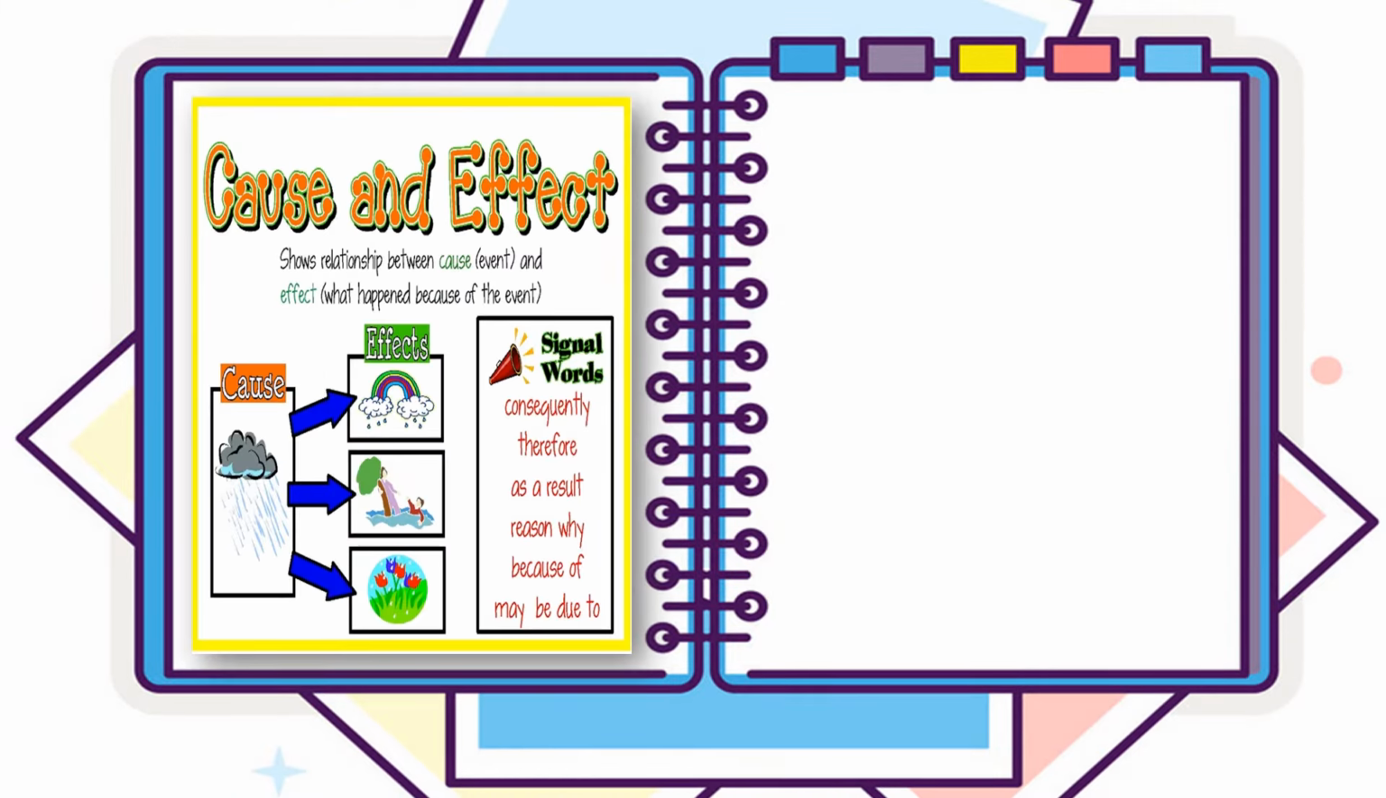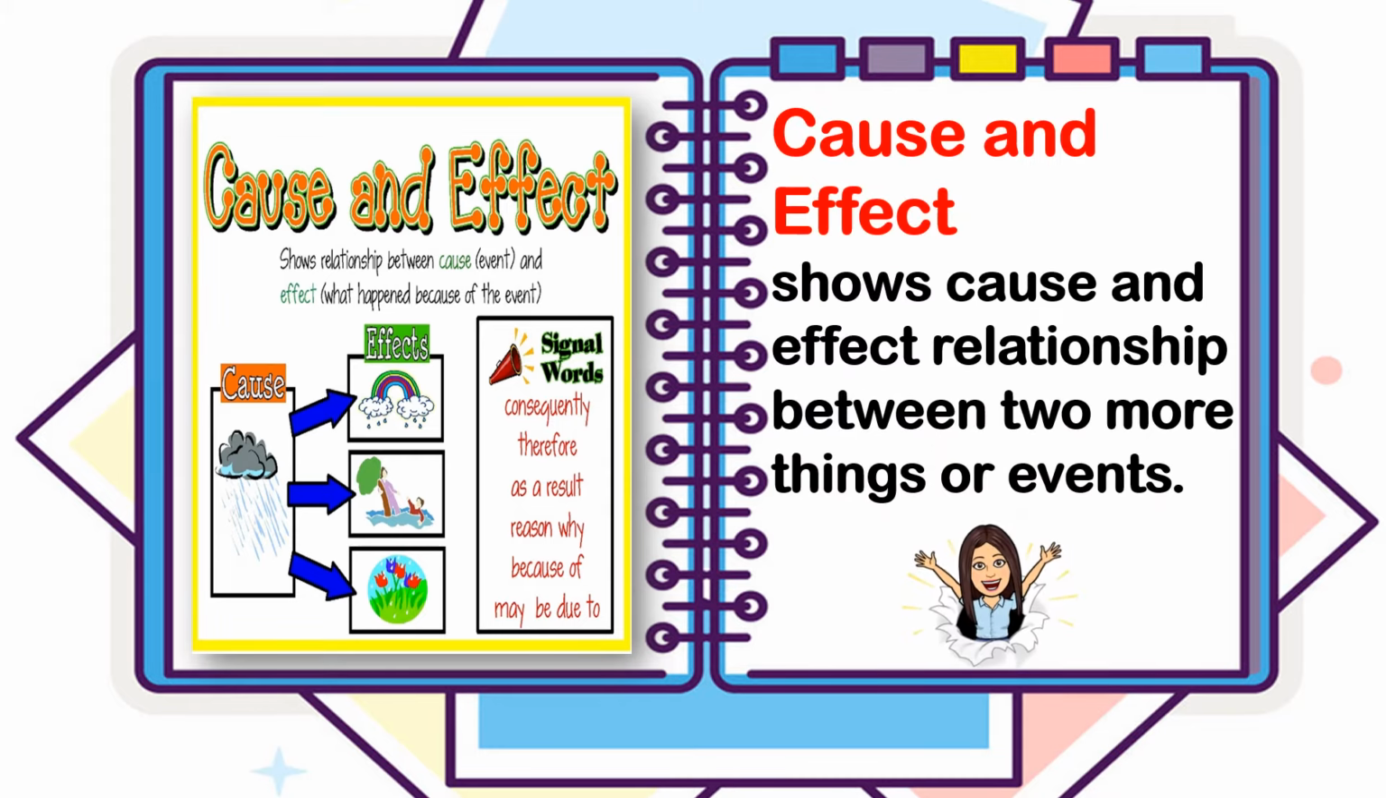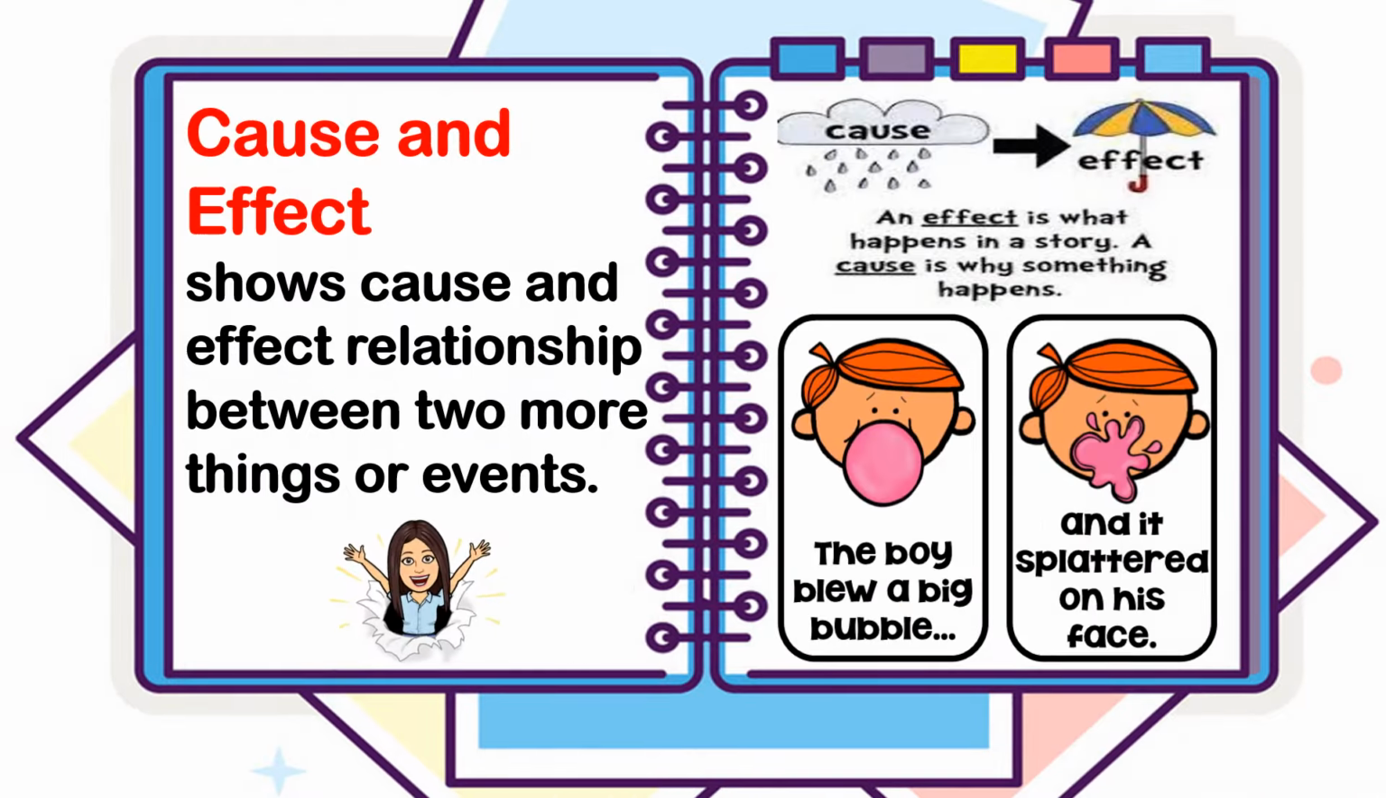Cause and effect. Cause and effect shows a cause and effect relationship between two or more things or events. An effect is what happens in a story. A cause is why something happens. For example, the cause here is the boy blew a big bubble. Therefore, the effect is it splattered on his face.